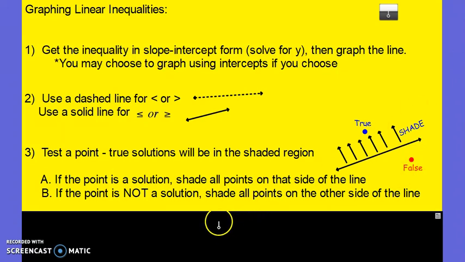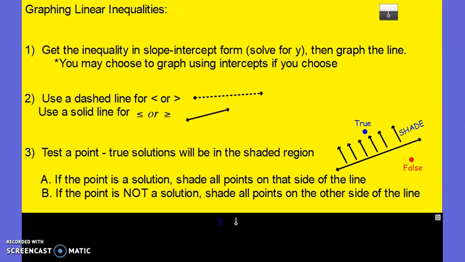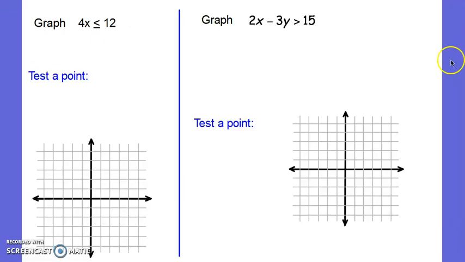So let's try a few examples, and then we'll come back for one more note. So let's head to this next screen. We're going to graph 4x is less than or equal to 12. The first thing I notice is there's only one variable, so I'm going to divide both sides by 4 and get x is less than or equal to 3.